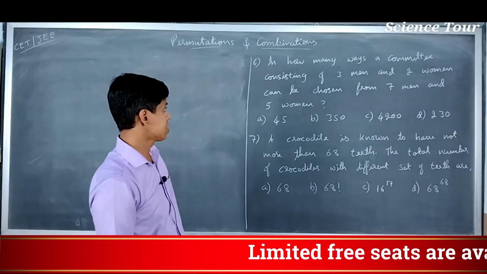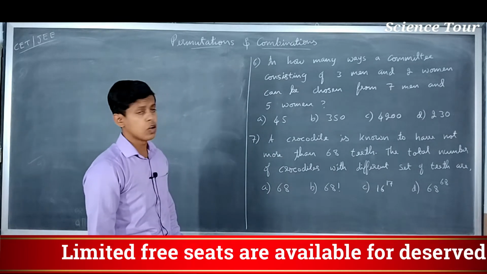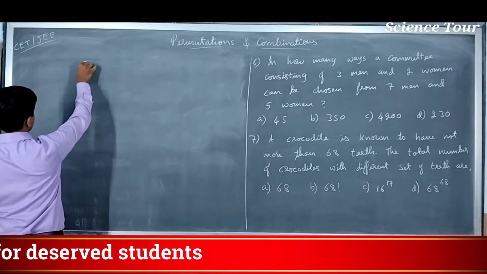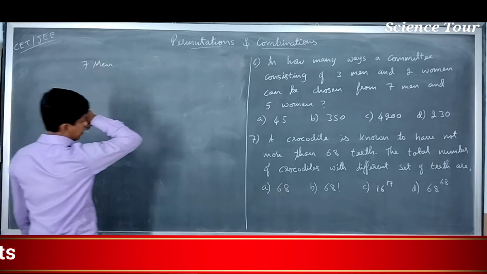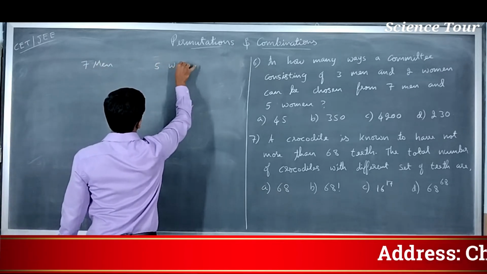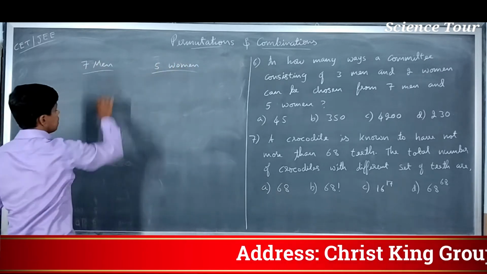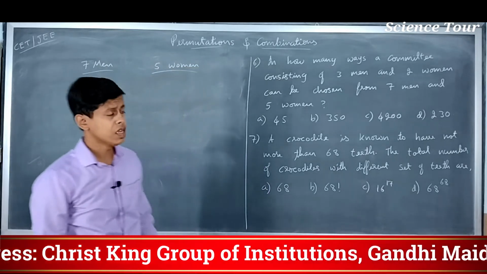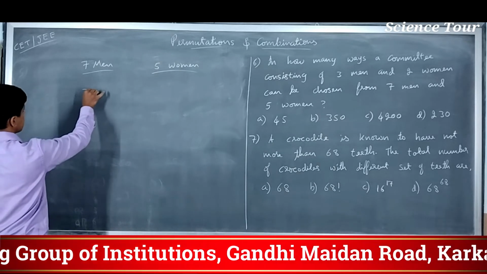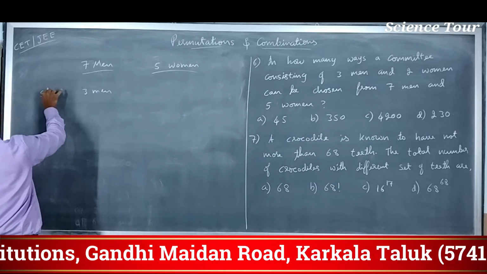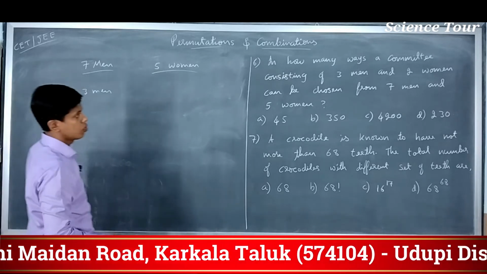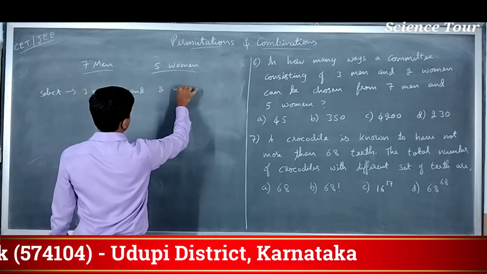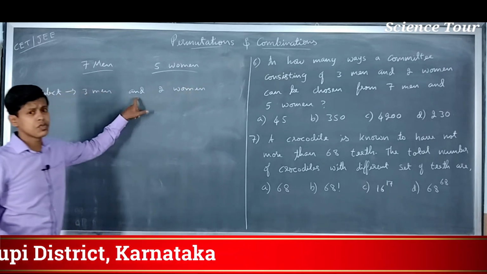Okay, so question number 6: in how many ways can a committee consisting of 3 men and 2 women be chosen from 7 men and 5 women? Alright, so this is the total number of people available, 7 men and 5 women. How many do you have to select? You have to select 3 men and 2 women. The word 'and' is very important here.